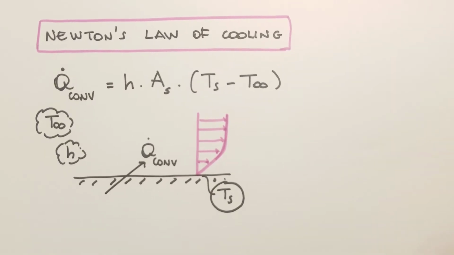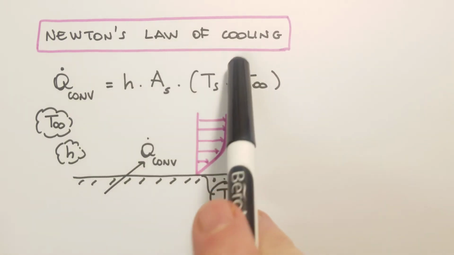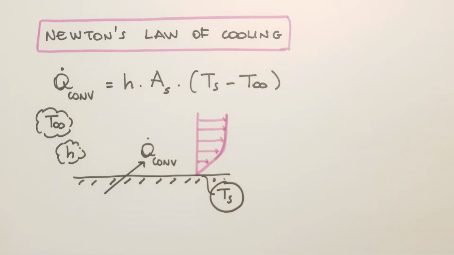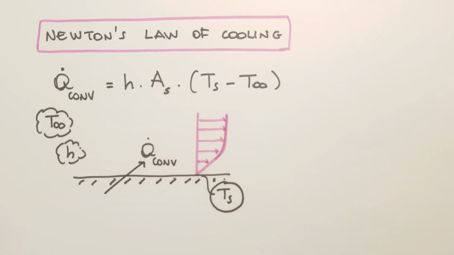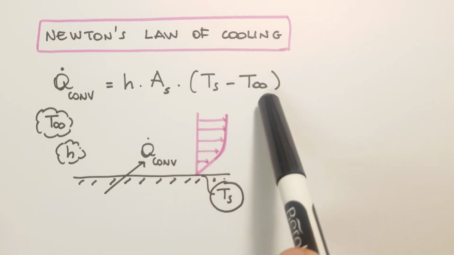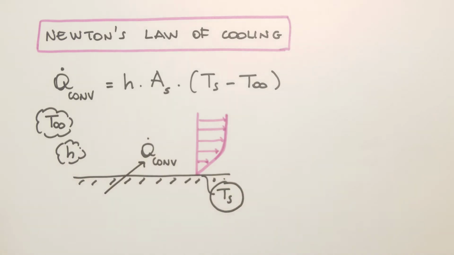Mathematically, we can express the heat due to convection in this form, thanks to Newton's law of cooling. The name is slightly deceiving because it's called Newton's law of cooling, but it's actually valid for heating as well. Q convection is equal to h, the heat transfer coefficient, times A_s, the surface area, times the jump in temperature between the surface temperature T_s and the temperature of the fluid at T infinity. So it is represented schematically here.